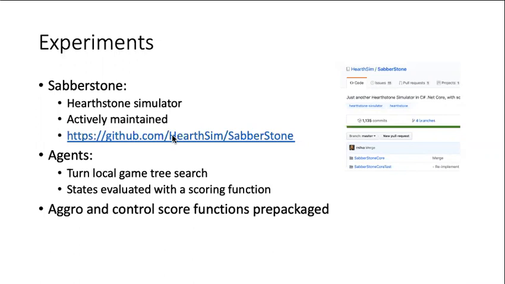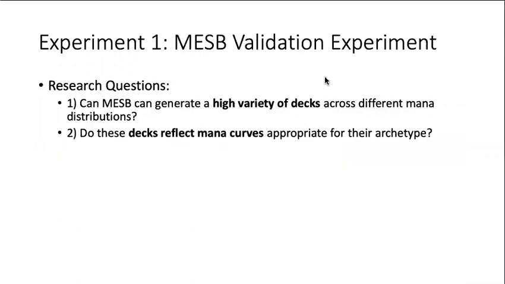So this is coming from the MAP-Elites with Sliding Boundaries paper, but we did a validation experiment to test that we could evolve decks, and we glossed over the details of that experiment, but we saw that, okay, we can generate decks. But now we're also going to need to validate this approach, MESB. So can it generate a high variety of decks across different mana distributions? And are these decks being generated across mana curves that we would expect?